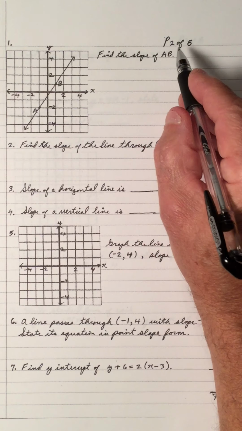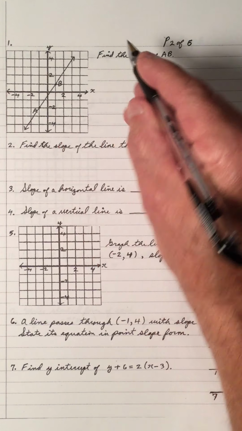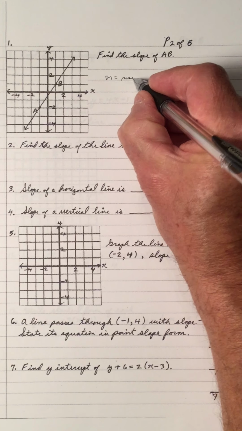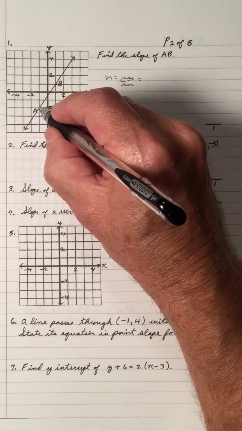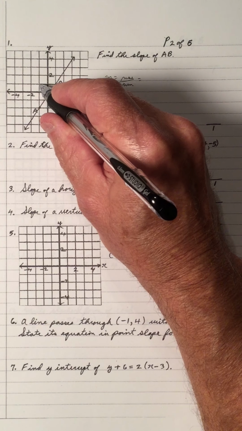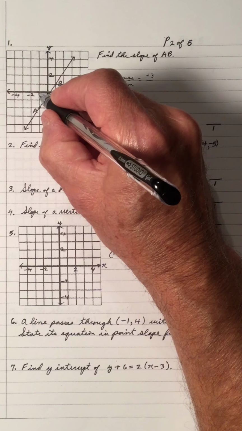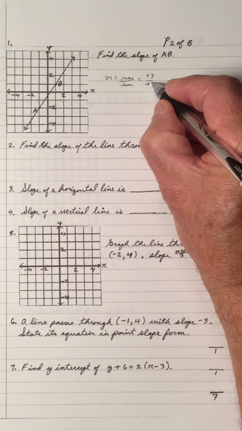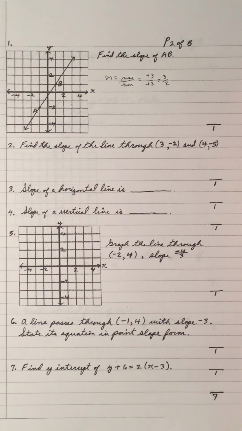Here we go. Number 1, find the slope of AB. Slope can be defined as rise over run from a graph. So the rise, 1, 2, 3, is a plus 3. And the run is 1, 2. Up is positive, right is positive, so the slope of that line is 3 over 2.